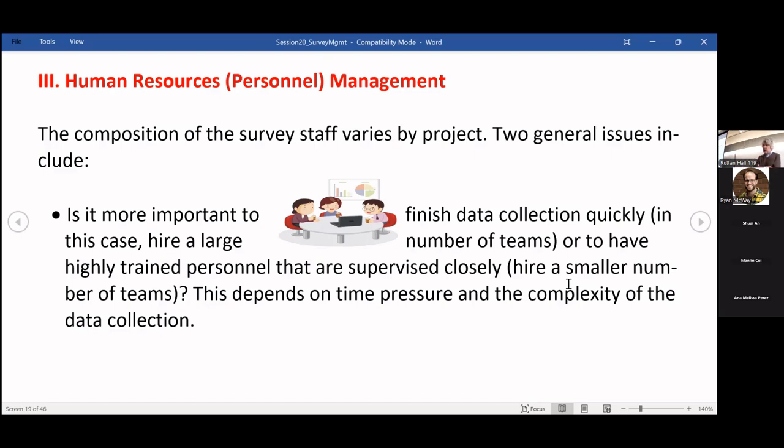So there's kind of a big trade-off here. If you want to get the data quickly, you'll have to hire a lot of people, a lot of interviewers and other people to collect it quickly. But that has some cost to it. I mean, the more people you train, the harder it is. You can't select just the best people to do your work. You're going to have a lot of people, and the training is probably not going to be as good if you're training a large number of people and so forth.